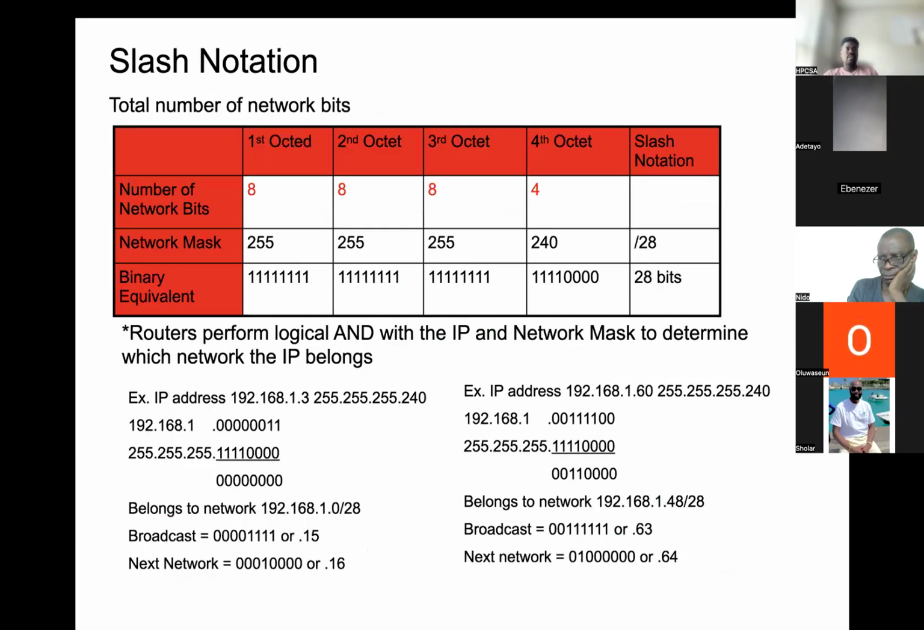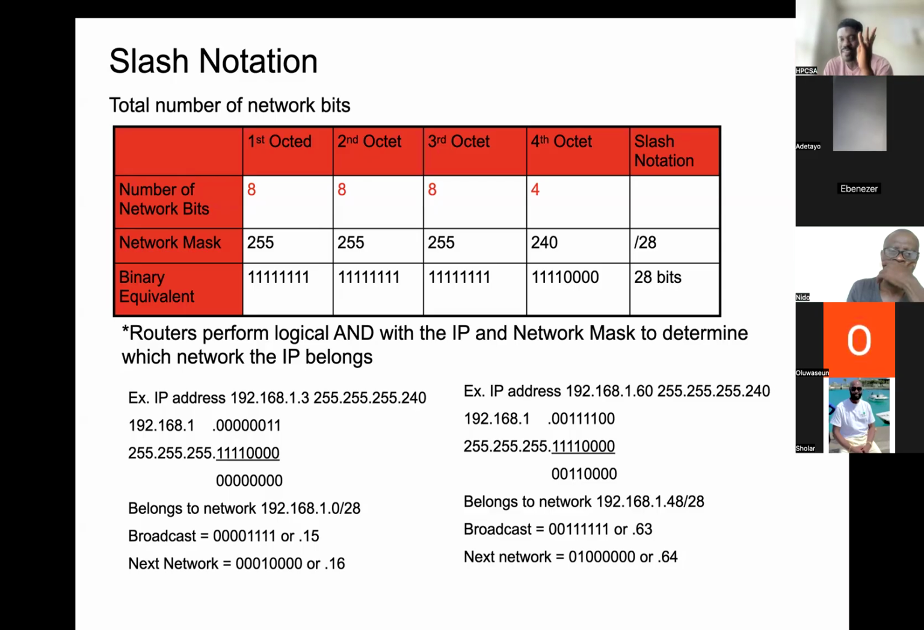Let's continue. Now, we have four octets. Am I right? Four octets. So each octet has 8 bits. You remember I mentioned that last week. Each octet has what? 8 bits. So 8 signifies 255 in the network mask. Just don't look at the other stuff so you're not confused.